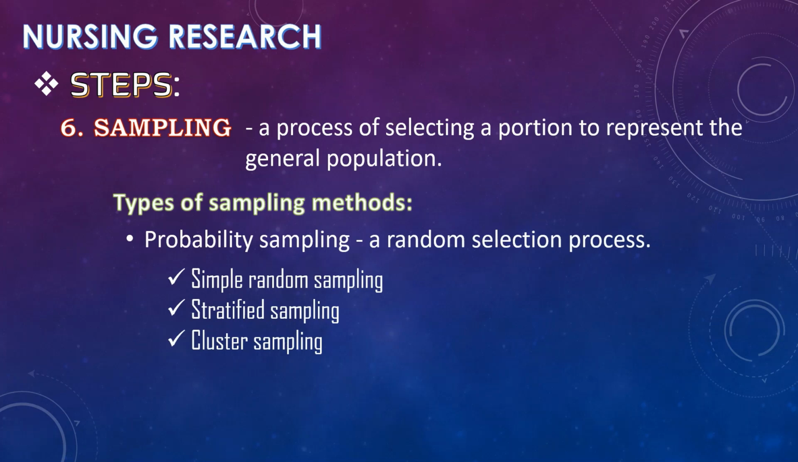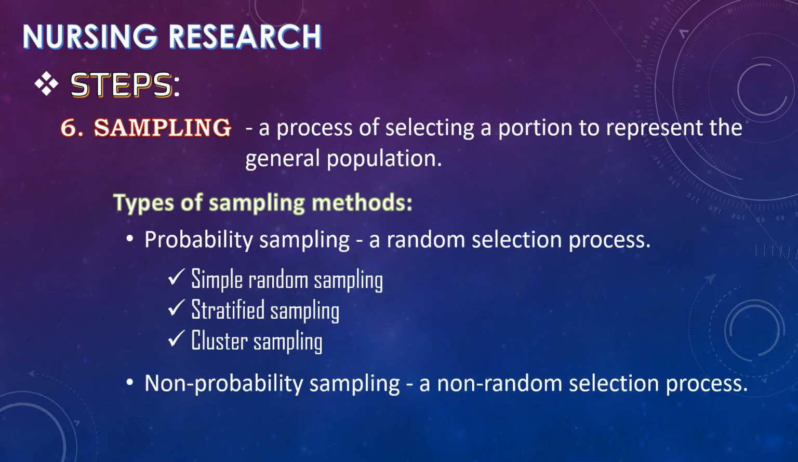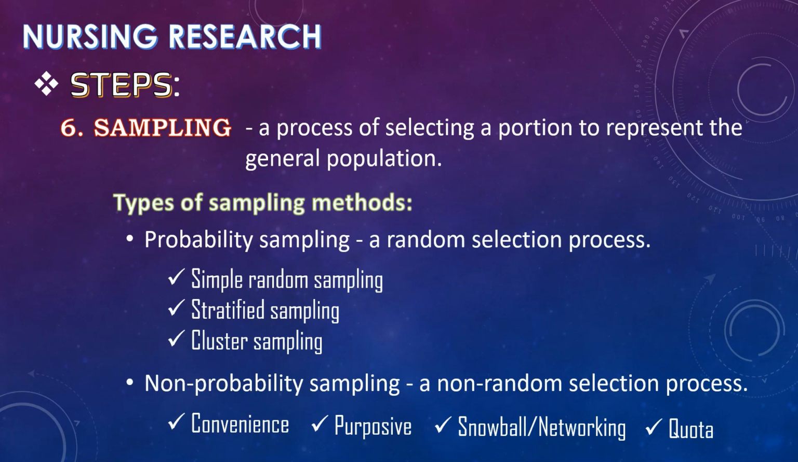In stratified, it is according to strata, level, or categories, while the cluster is getting a sample from a large group. On the other hand is the non-probability sampling, in which not everyone is given the chance to be selected because it is a non-random selection process. This includes convenience, purposive, snowball or networking, and quota.